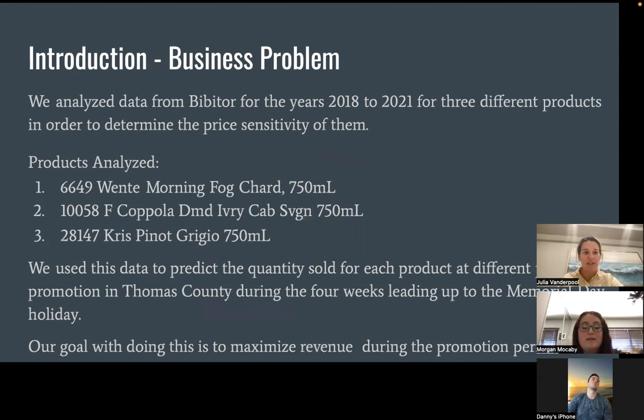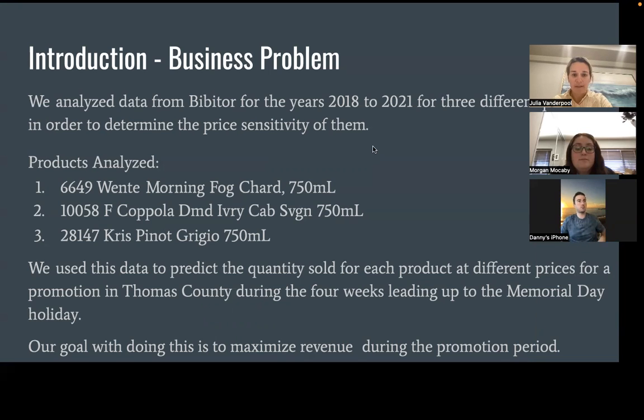So here's an introduction. We analyzed data from Bibitor for the years 2018 to 2021 for 3 different products to determine the price sensitivity of them. The 3 products we analyzed were brand 6649, which is a Chardonnay, brand 10058, which is a Cabernet Sauvignon, and then the last, brand 28147, which is a Pinot Grigio.